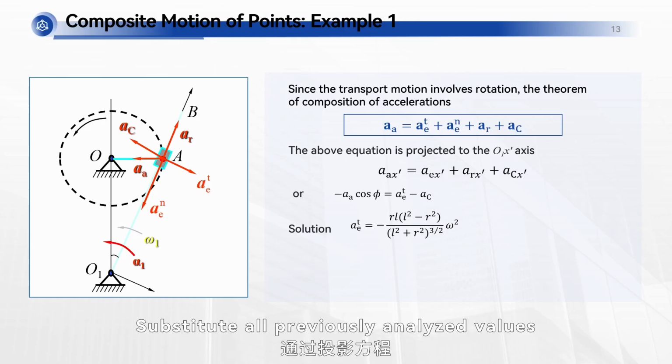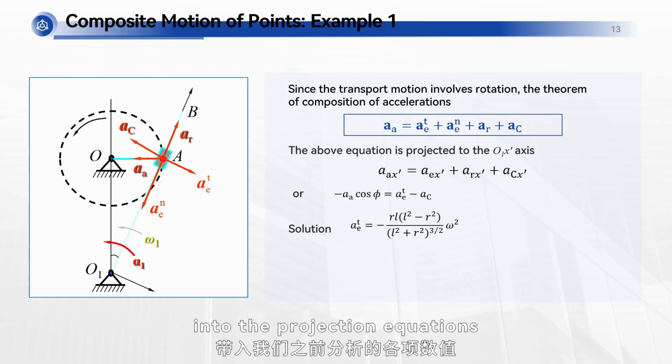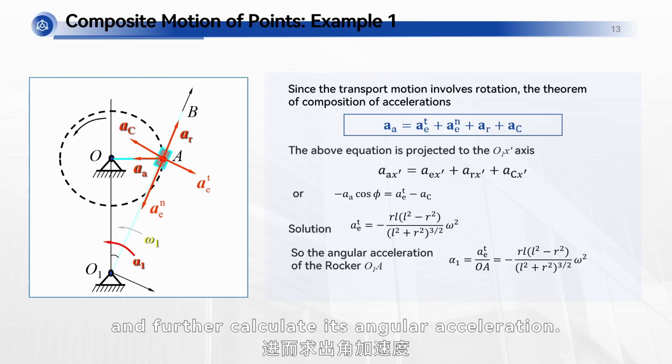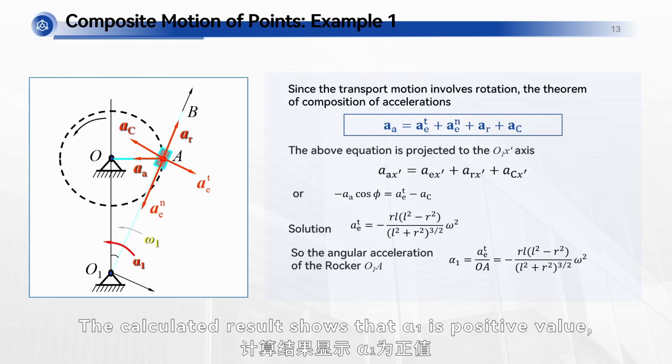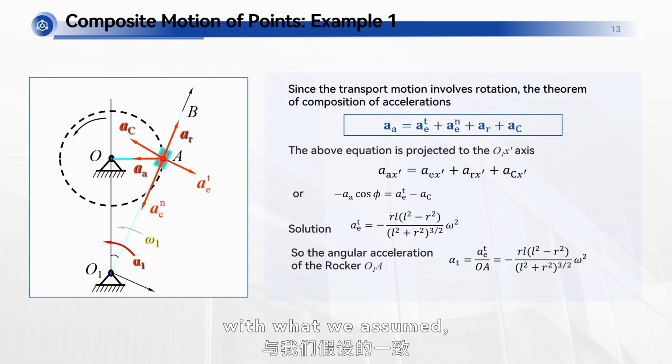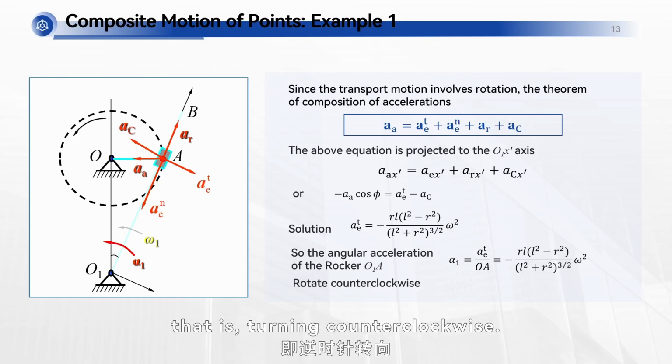Substitute all previously analyzed values into the projection equations to solve for the tangential acceleration of the rocker, and further calculate its angular acceleration. The calculated result shows that alpha 1 is a positive value, indicating that its direction is consistent with what we assumed, that is, turning counterclockwise.